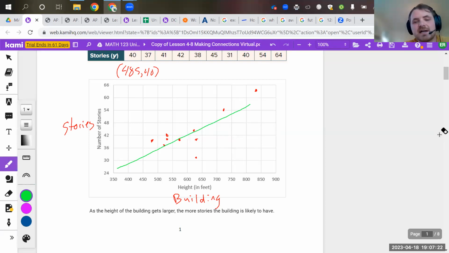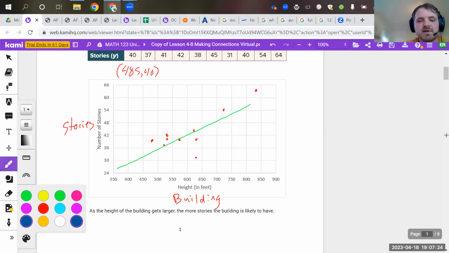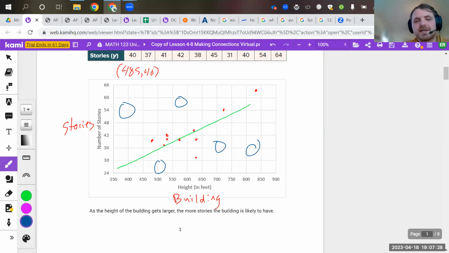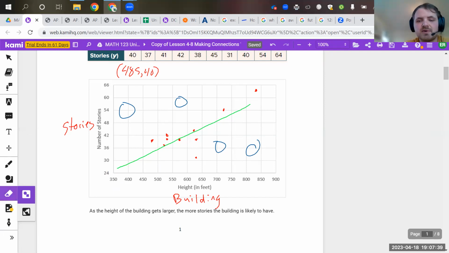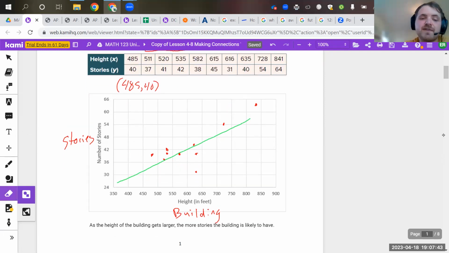That's ideal. But sometimes, if we had a bunch of other things out here, clusters maybe, then there wouldn't be this nice little relationship. Because if it was only a height of 300, and there was 50 stories, that's way different than what this data is actually communicating. So the moral of the story, in a scatter plot, we're trying to figure out a way to describe what's happening with the data.